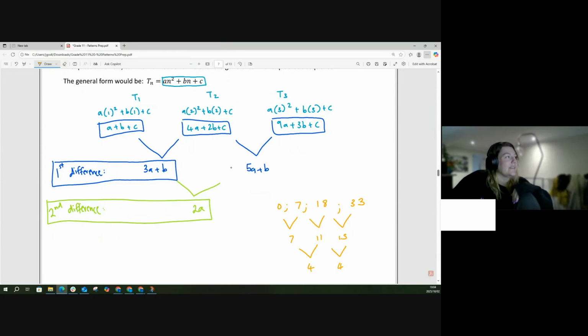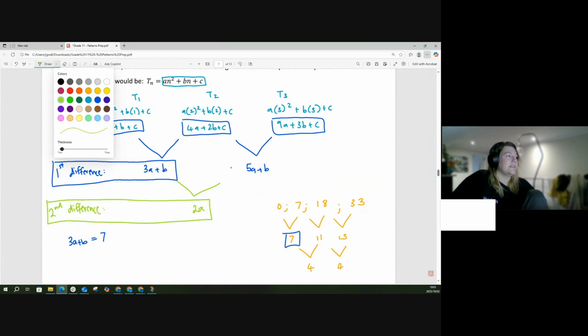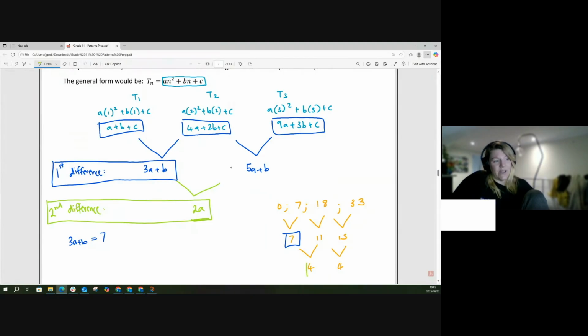So if we took the first difference and said that 3a plus b needs to equal this one, because that first difference, that's what that was equal to. Let's see what that gives us. So 3a plus b needs to equal 7. Cool. And then we've got the second difference. So 2a needs to equal that. So we know 2a needs to equal 4. So that means that a is going to equal 2.